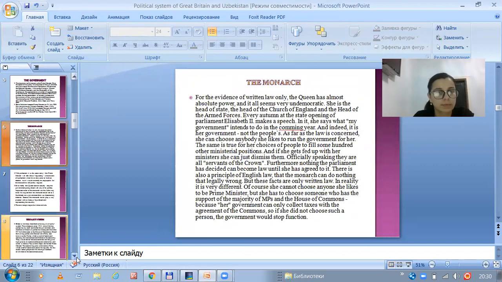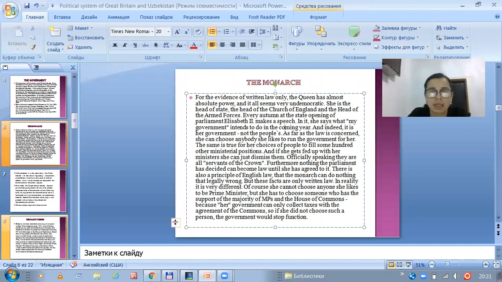Now the monarch. Going by the written law only, the Queen has almost absolute power, and it all seems very undemocratic. She is the head of state, the head of the Church of England, the head of the armed forces. Every autumn at the state opening of Parliament, Elizabeth II makes a speech. In it, she says what my government intends to do in the coming year.